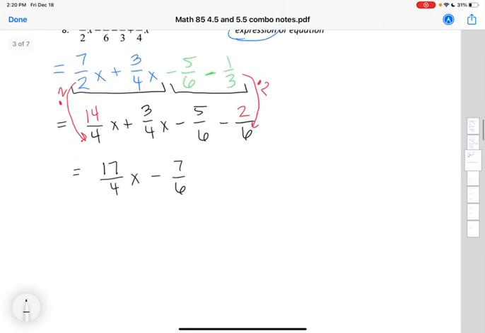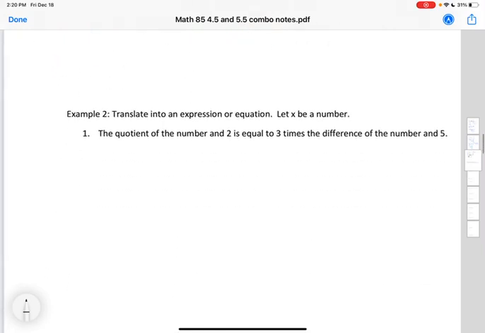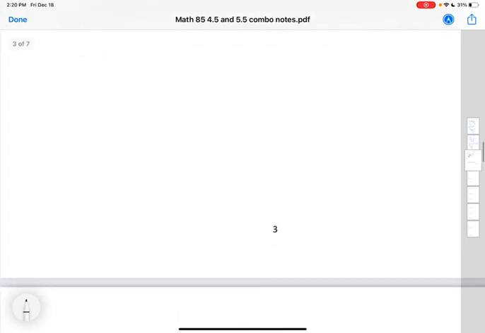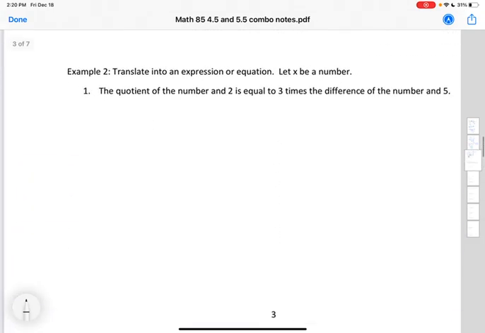All right. Let's keep going. Looks like there's only one on the bottom of this page here. So this one says, translate into an expression or equation. Okay, let x be a number. And then it says the quotient of the number and 2 is equal to 3 times the difference of the number and 5. Wow, that has a lot going on, right? Hit pause and take a guess. Okay, just go ahead and try your best guess and then check in with me when you're ready.